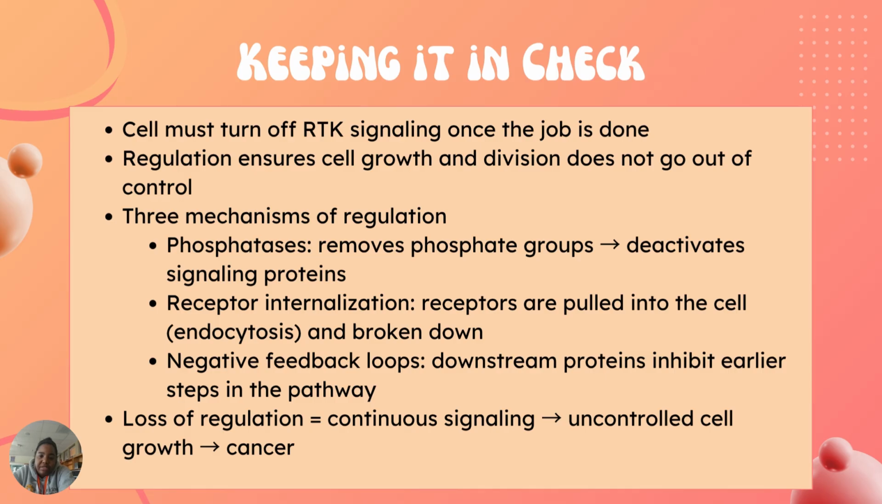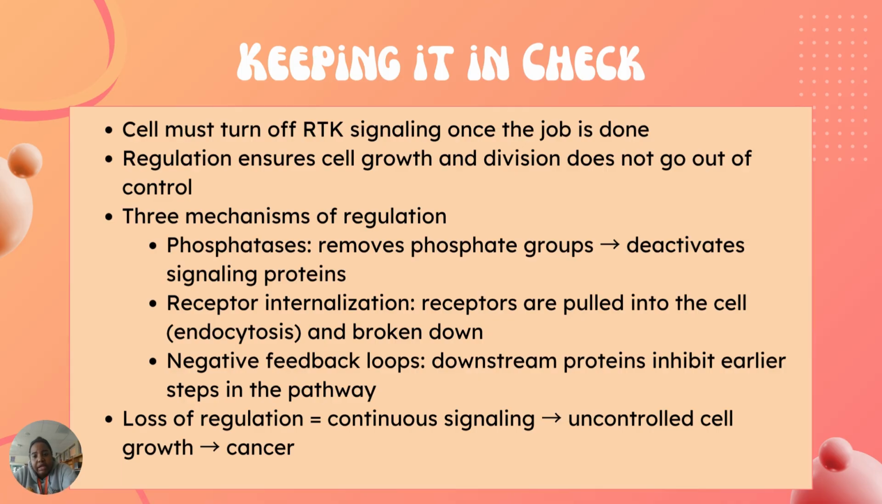The third mechanism is negative feedback loops. The cell uses feedback inhibition to self-regulate. Some of the proteins activated downstream in the cascade, like ERK, can travel back and inhibit earlier steps in the pathway. This creates a feedback loop that prevents overactivation, kind of like an automatic braking system in a car.